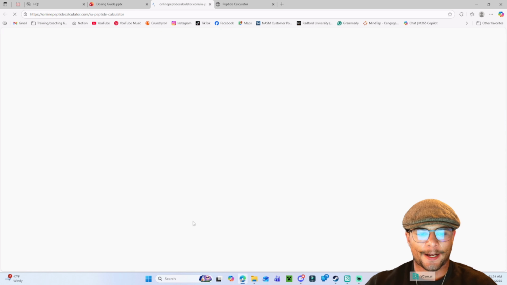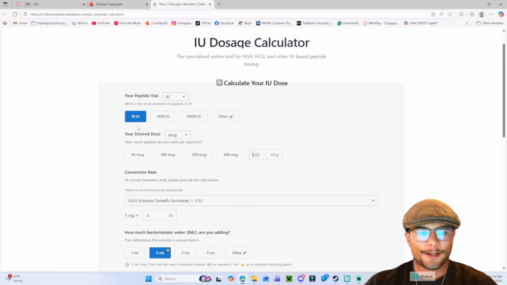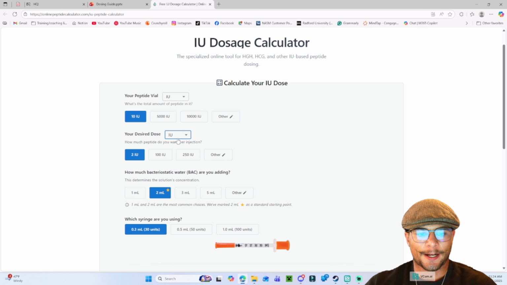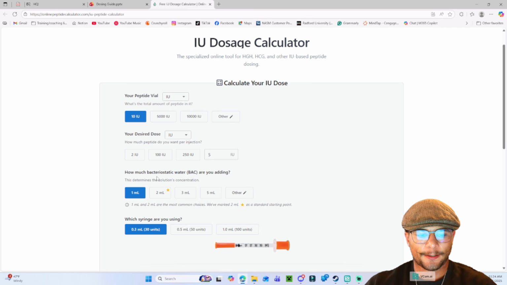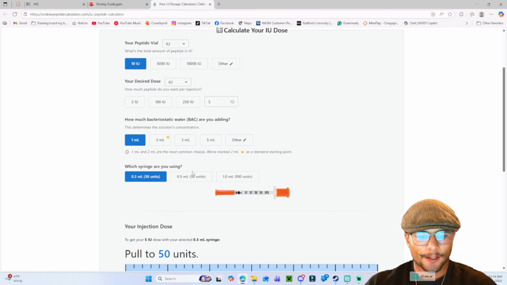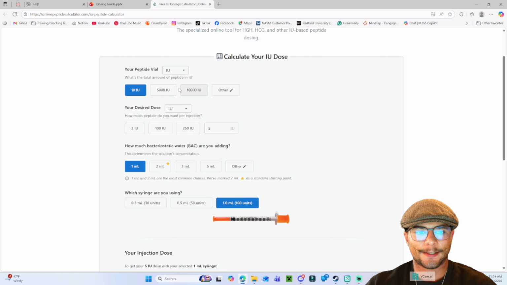Now let's go to the IU, because it's a little bit different. So your peptide vial. So let's say it is growth hormone. Typically growth hormone comes in 10 IU vials. It can be more. Your desired dosage, let's change it to IU. Let's say that you want to inject 5 units of growth hormone every night. You typically reconstitute it with 1 ml. So which syringe are you using? 1 milliliter. So that would just mean you pull to the 50, 5 for 50. It is by tens.